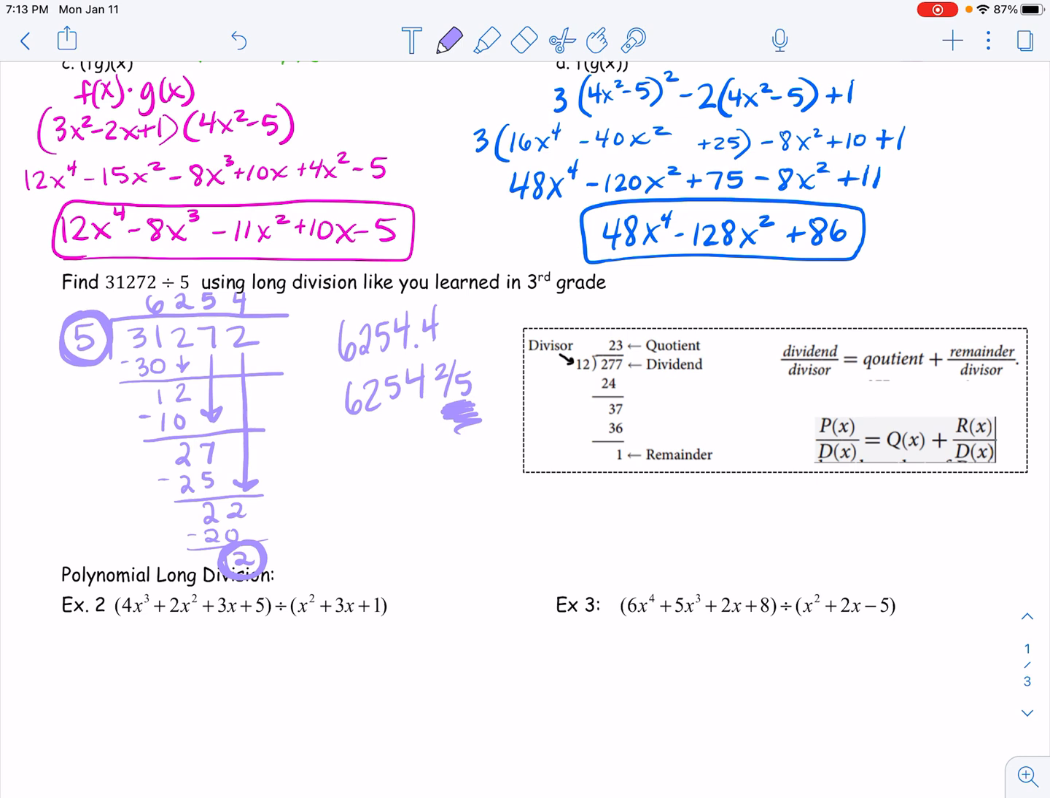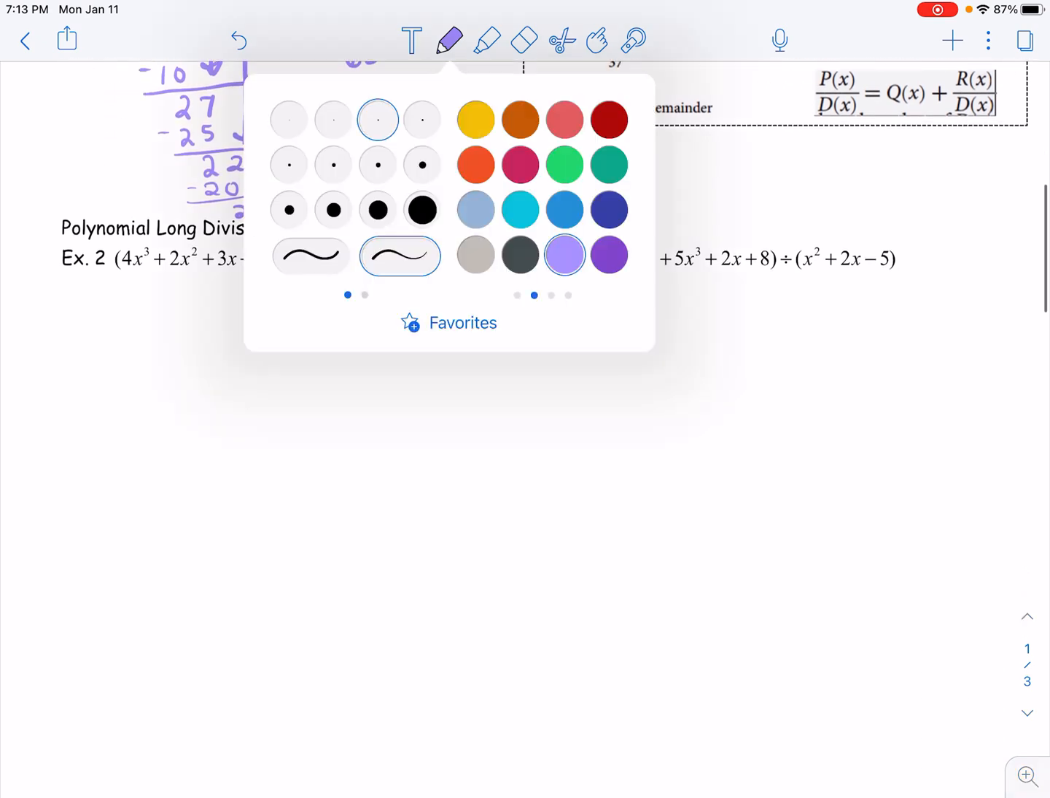And you might look at that and say, oh my God. That's okay. We know how to do this now. It's the same method that we do for numbers, okay? So let's try that out. We're going to go slow, okay?